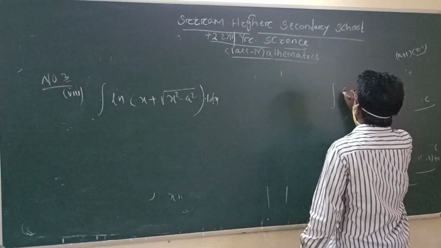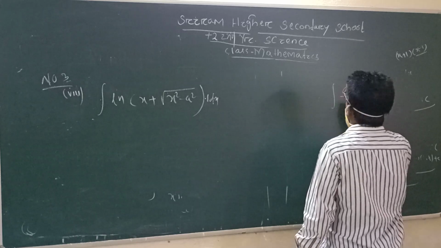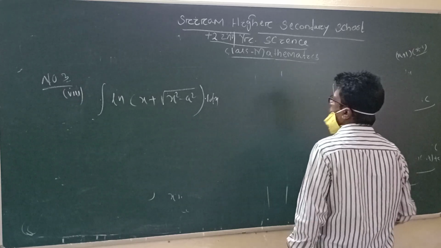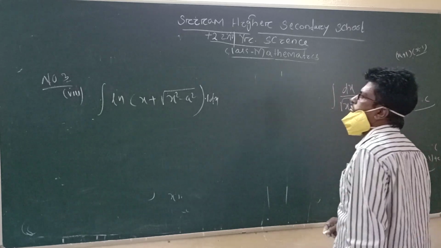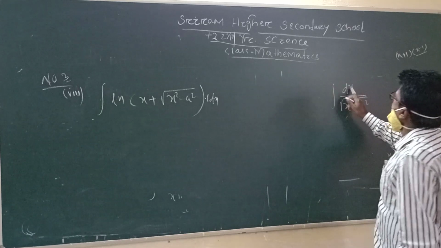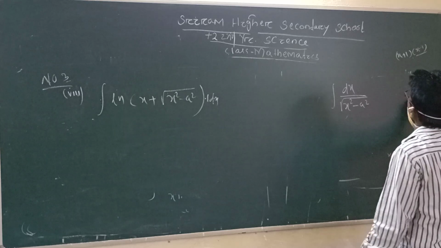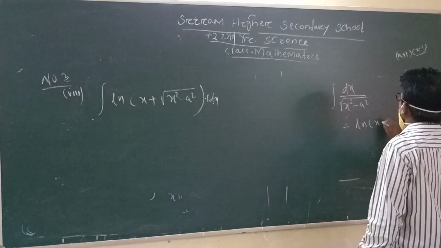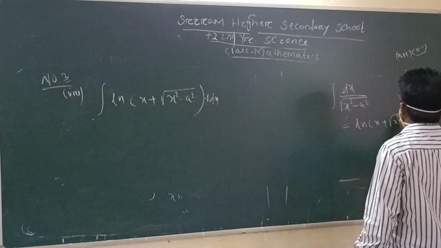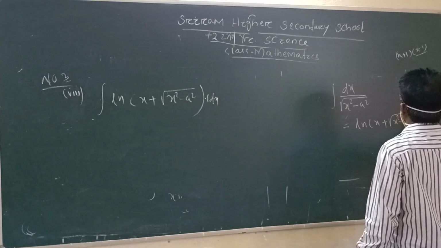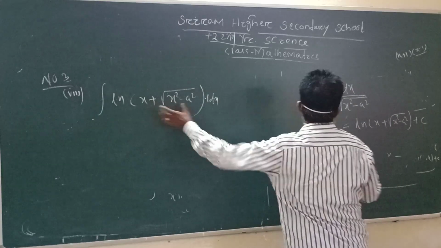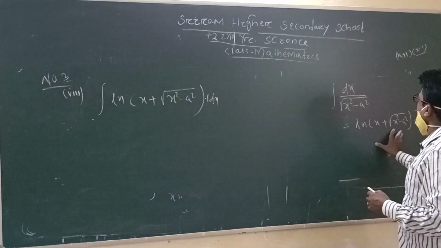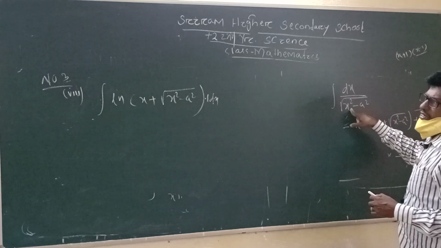You know, the integration of dx by root over x square minus a square. That formula was already used in earlier classes: it is ln(x + root over x square minus a square) plus c. So that integration value is equal to that, and so its derivative value is that.